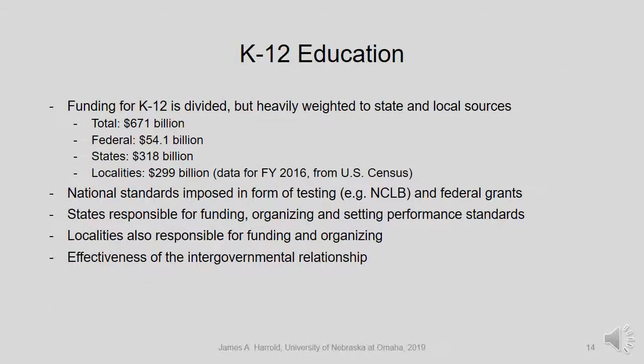Then there's K-12 education. How does it work? I chose to focus on funding in this one. K-12 education funding is divided between levels of government, but really it's mostly weighted towards state and local sources. This was 2016 from the census. About $671 billion was spent on K-12 education. Only about 54 or 55 billion of that came from the federal government. 318 billion came from all the states, and nearly that amount, about 299 or 300 billion, came from localities.